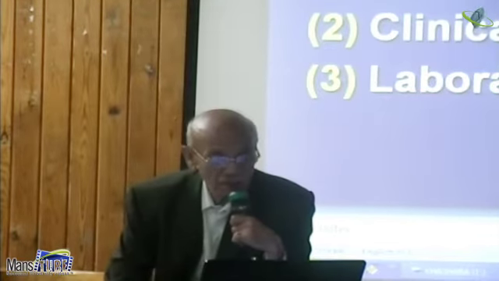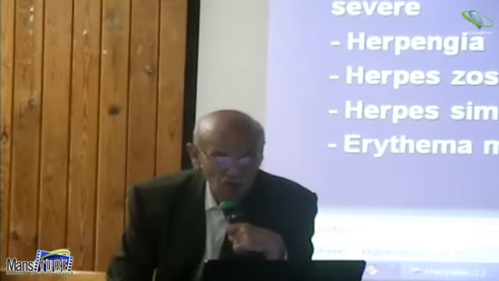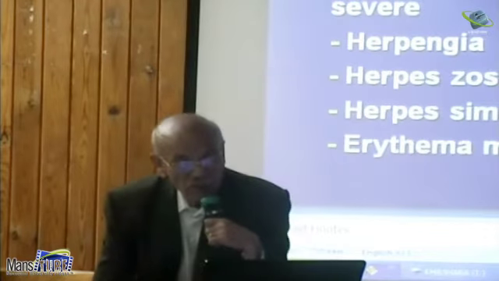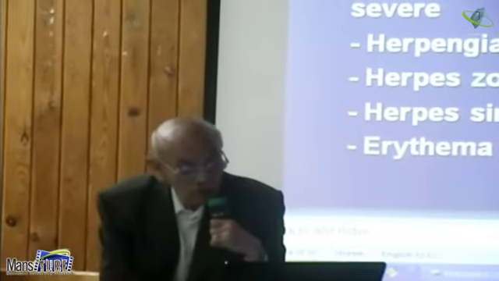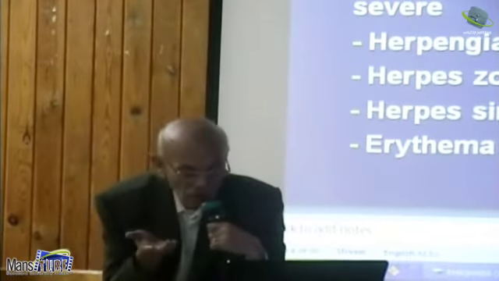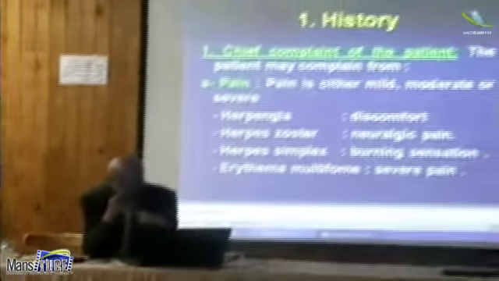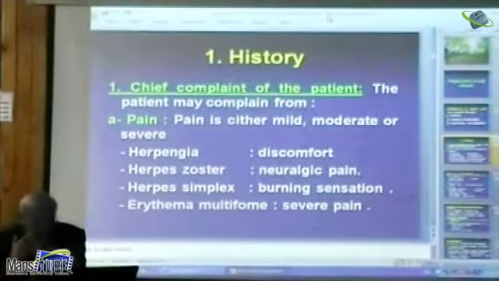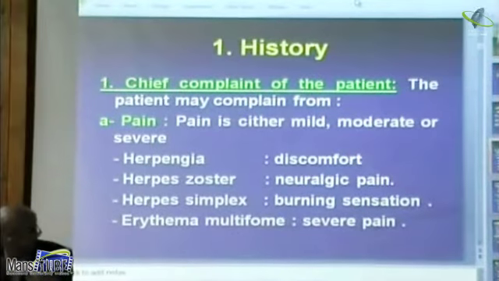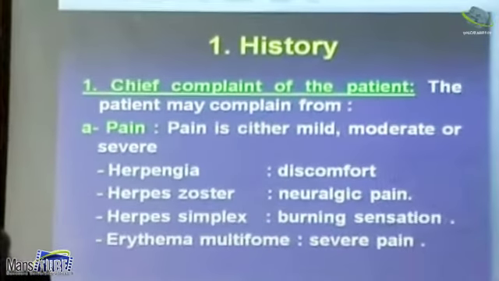Diagnosis of oral ulcers. Diagnosis of ulcers may be reached through history, clinical exam, and lab investigations. History, chief complaint of the patient. The patient may complain of pain. When your patient is suffering from an ulcer, you have to ask him, is there pain? Is the pain mild or moderate or severe?